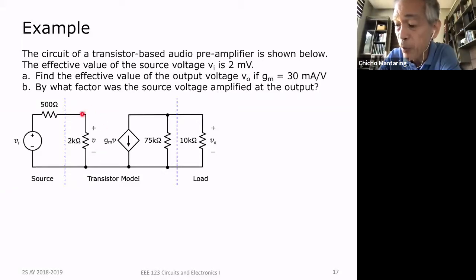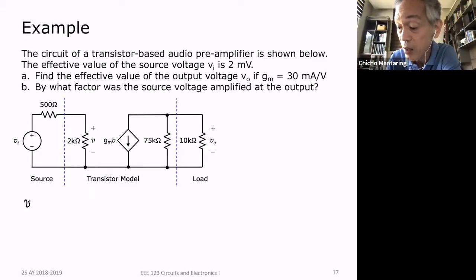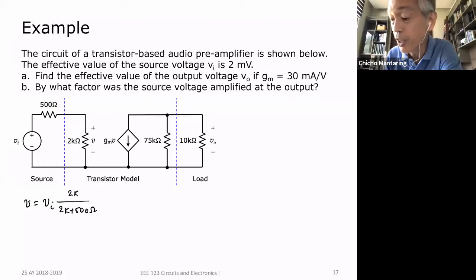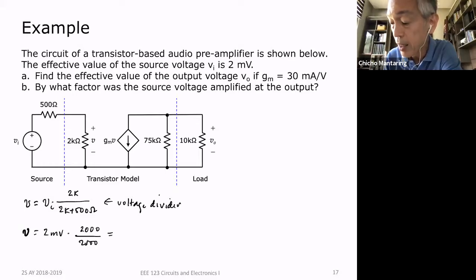First part of the problem, I'm supposed to solve for this voltage, because only after solving for this voltage will I be able to get the current flowing through here. So how do I solve for V? I solve for V using voltage divider. V is equal to VI multiplied by 2K all over 2K plus 500 ohms. So this is voltage divider. So V is equal to 2 millivolts times 2000 over 2500, and I'm going to get 1.6 millivolts. Let me just check. Yeah, 1.6 millivolts.